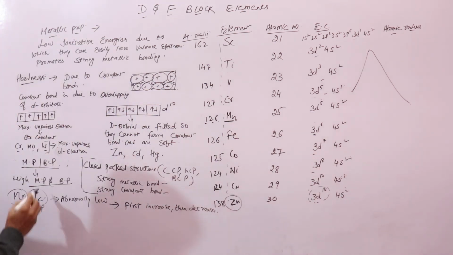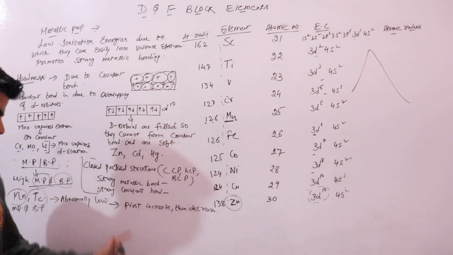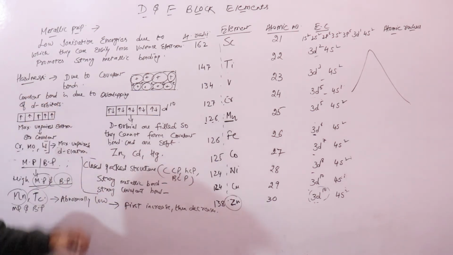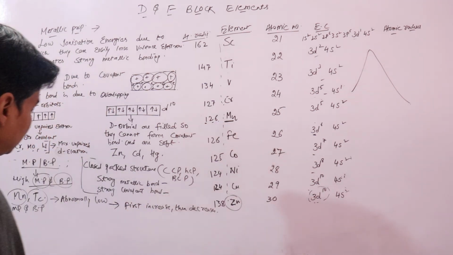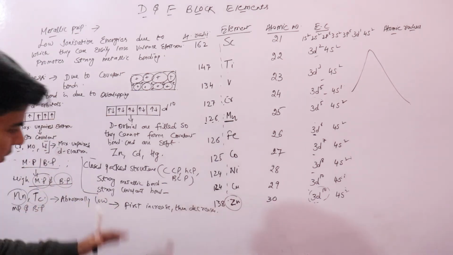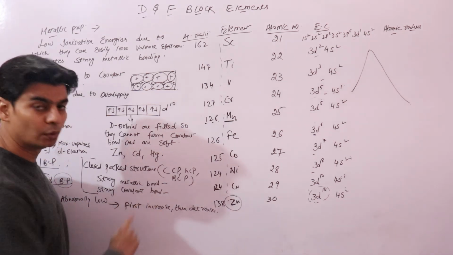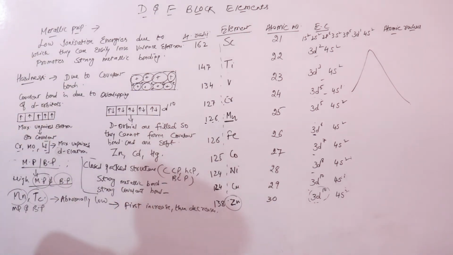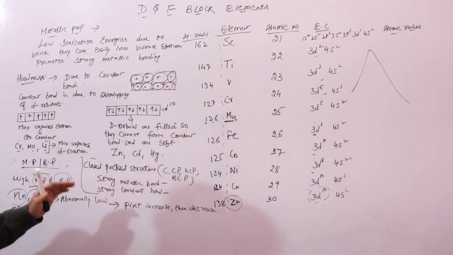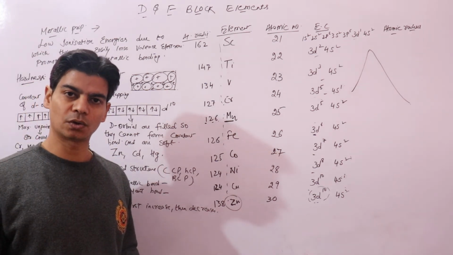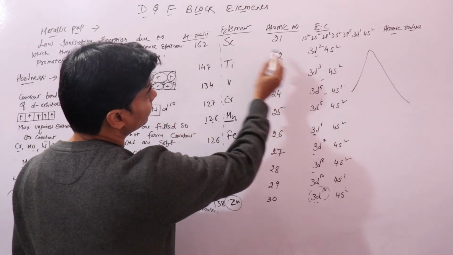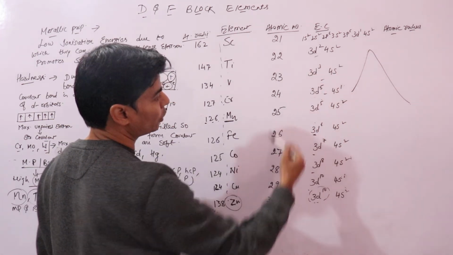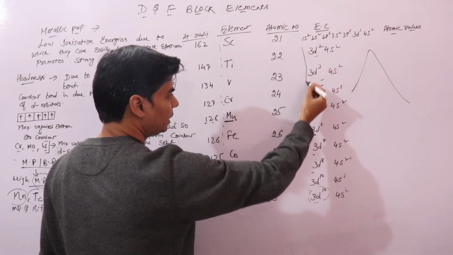Since we said that melting point and boiling point are due to the presence of strong covalent bonds as well, these strong covalent bonds will make these metals hard, right? And we know that it is difficult to melt a hard solid. These metals are hard due to the presence of strong covalent bonds, and these covalent bonds are due to the presence of unpaired electrons. So elements that have more unpaired electrons have higher melting and boiling points. If you look at these metals, unpaired electrons will keep increasing till this point, so the melting point will increase.